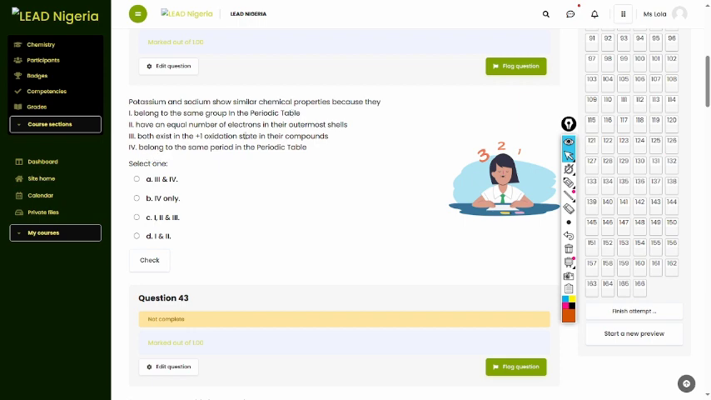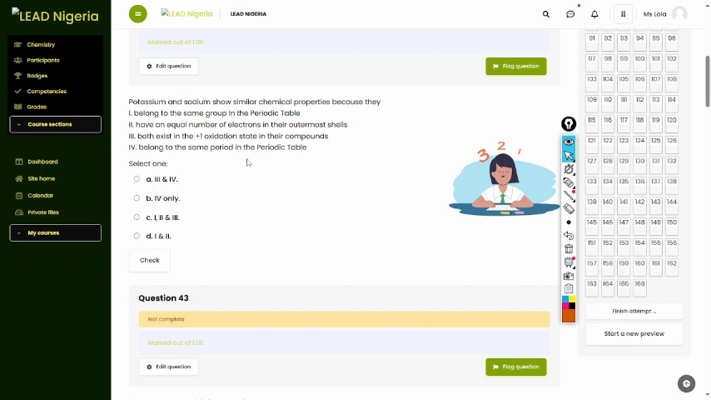They have an equal number of electrons in the outermost shell. 2 is also correct, which means they have the same group. They both exist in +1 oxidation state in their compounds. Well, okay, is that true? Yes, because potassium and sodium are in group 1, and group 1 elements usually lose 1 electron. The 1 electron they have in their outermost shell, they lose to form a positive ion. The positive ion is +1, showing us that they lost 1 electron. So 3 is also correct.